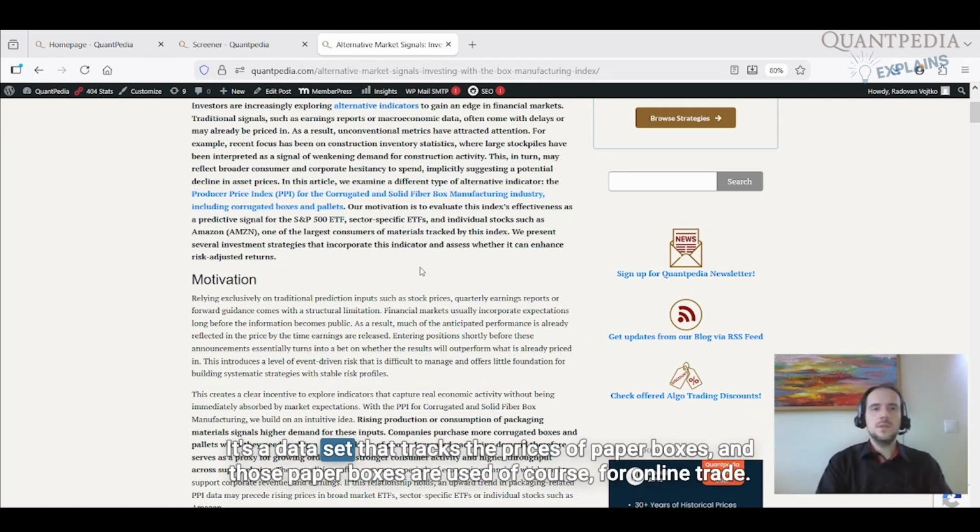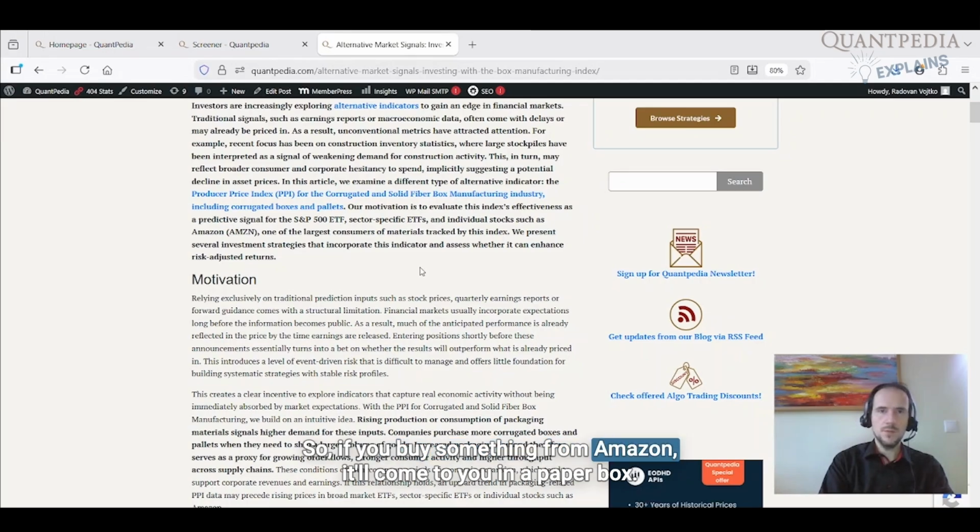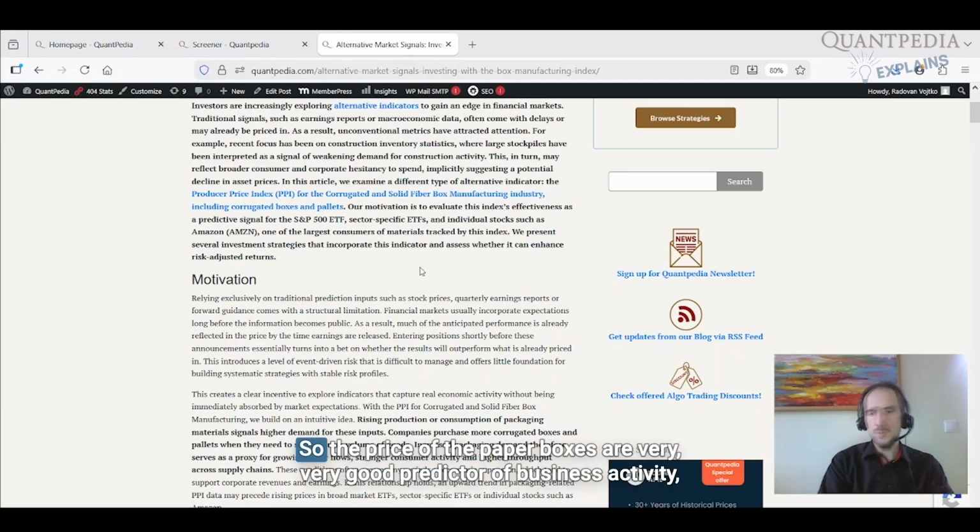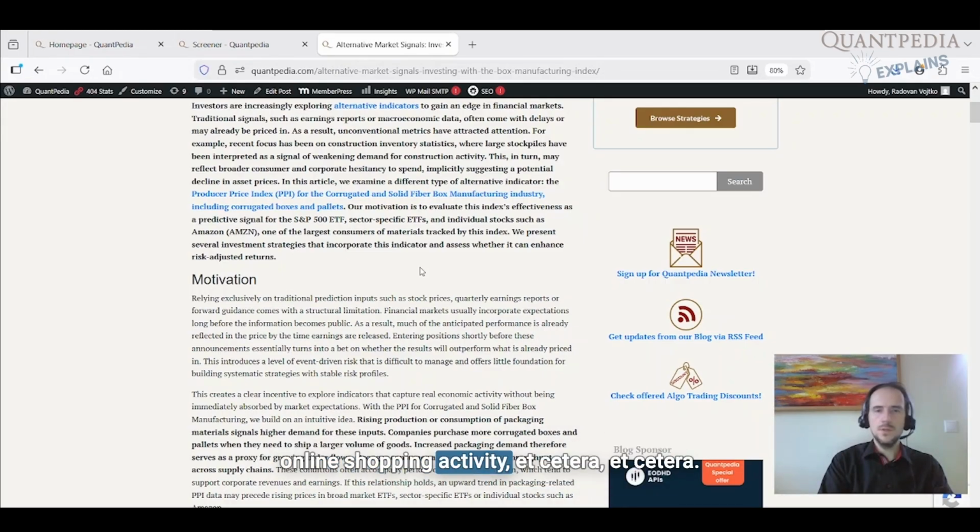It's a dataset that tracks the prices of paper boxes, and those paper boxes are used, of course, for online trade. So if you buy something from Amazon, it will come to you in a paper box. So the price of paper boxes is a very good predictor of business activity, online shopping activity, etc.